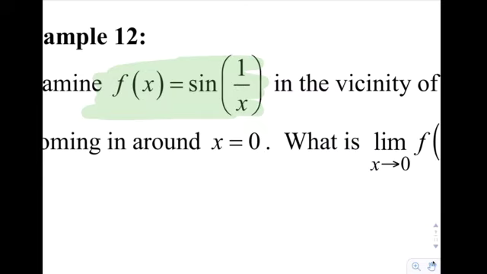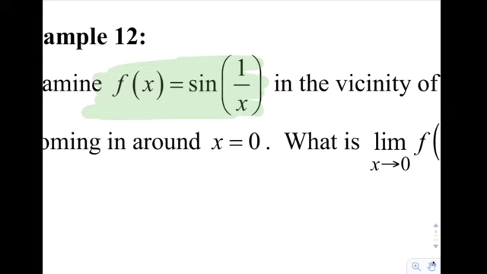Okay, with our brains, what do you get when you plug in a 0? Let's just try f of 0. What's 1 over 0? It doesn't exist, which means the y values are some type of infinity. Okay, let's say it's positive infinity. What would sine be doing as it approaches infinity? Oscillating betwixt which two values? 1 and negative 1.